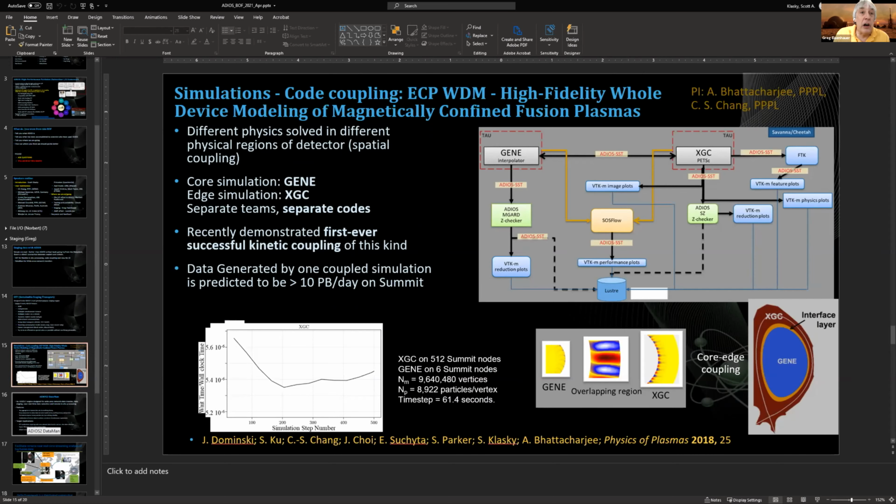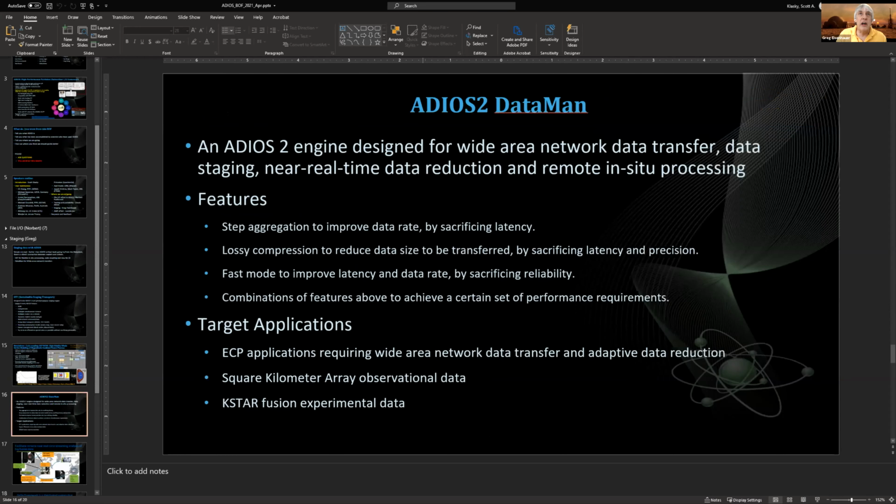SST, this is a code from a CS Chang example with the whole device modeling. And if you look at the link display there, I think you'll see SST in about seven places, including SOS Flow, which is a monitoring system based on University of Oregon's Tau that uses SST for connections.